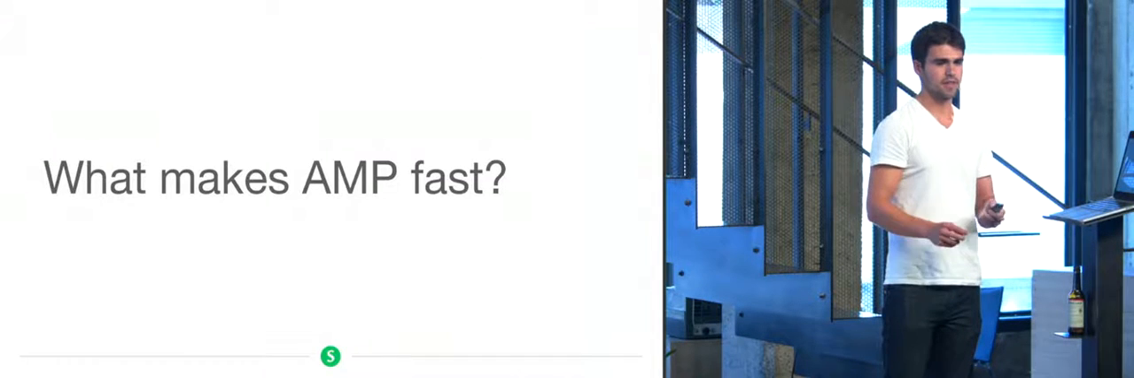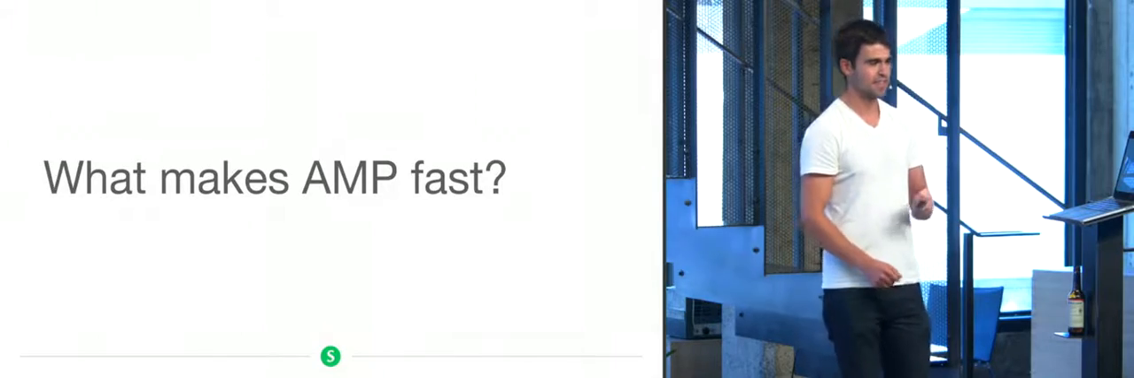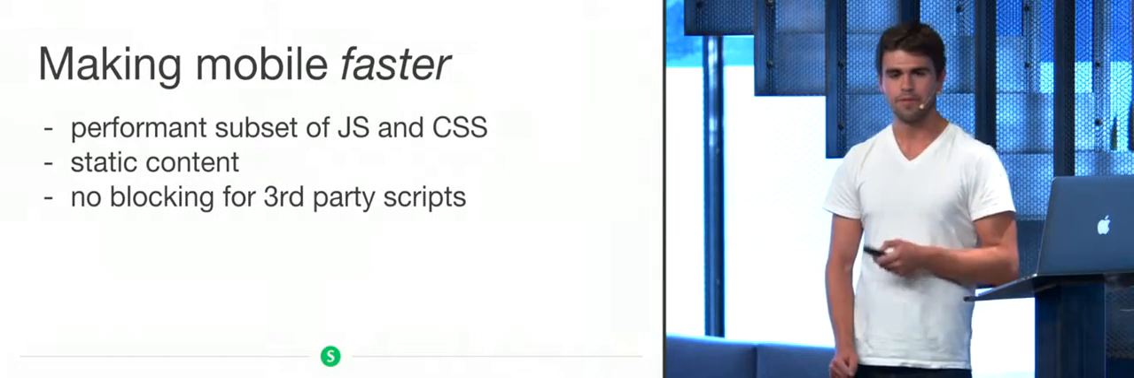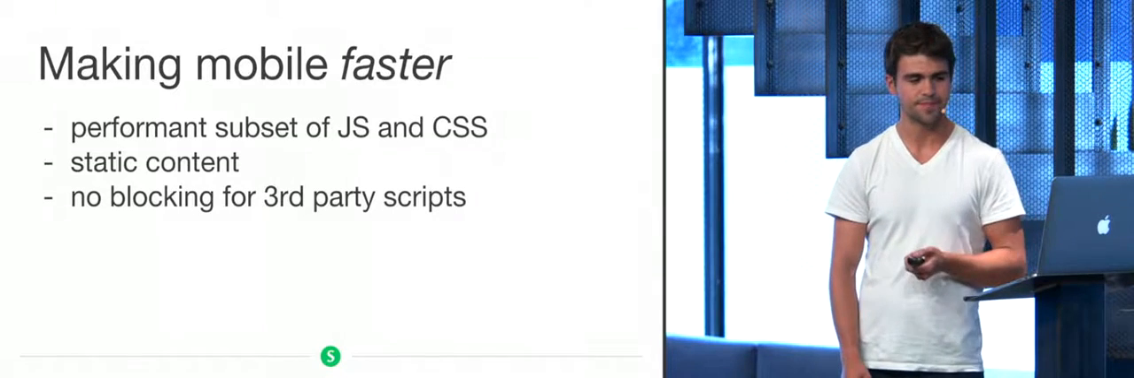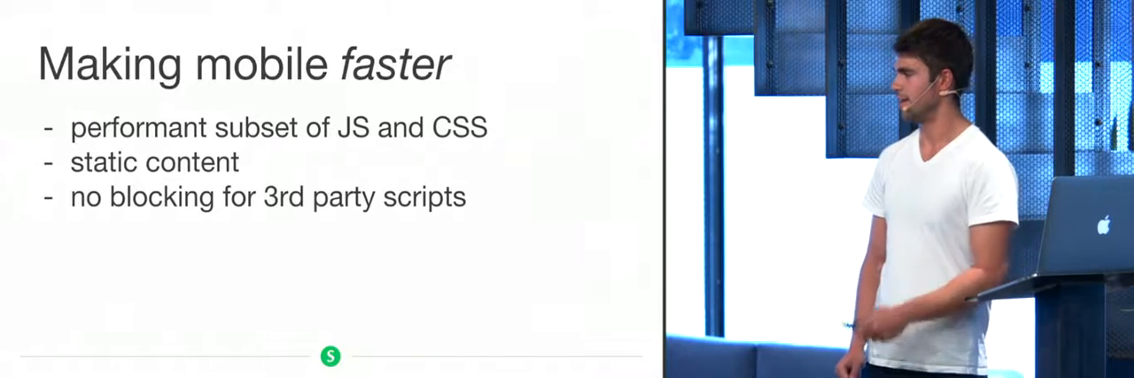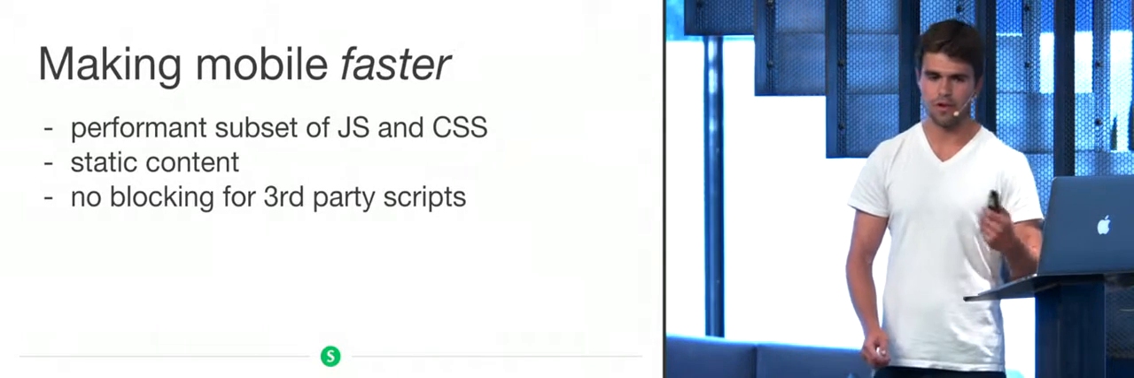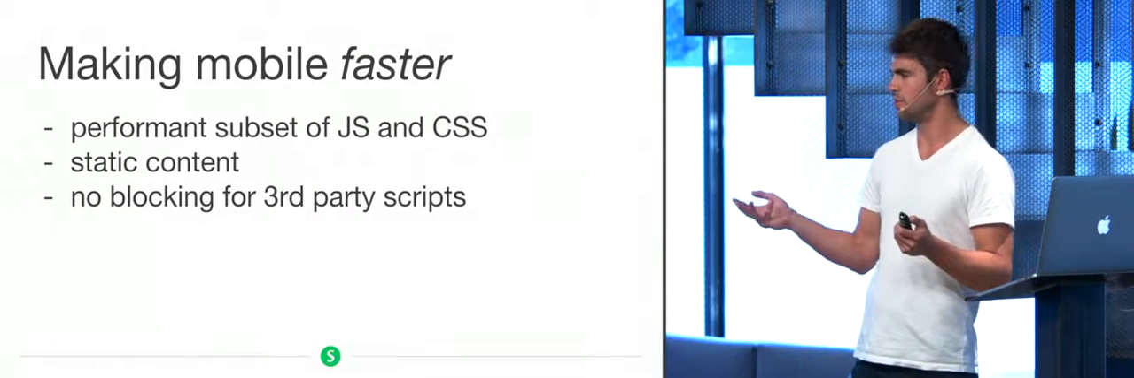So now that we have a good sense of what AMP actually is, what makes it so fast? It sounds like I've just proposed this sort of miracle library that you can just drop in and sprinkle some magic AMP dust, and then suddenly you'll have a lightning fast mobile site. Well, there are three key tenets that make AMP actually really fast. The first one is that it uses a performance subset of JavaScript and CSS. So on the one hand, it limits what you can do, but on the other hand, everything that you can do will be fairly lightweight.